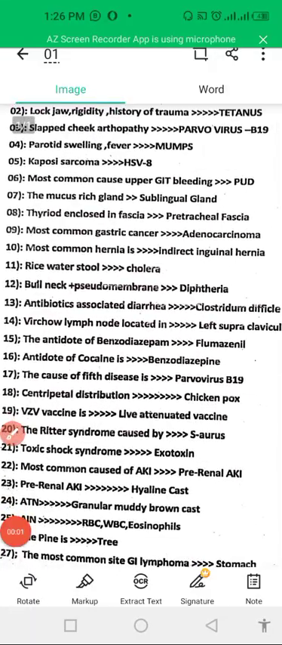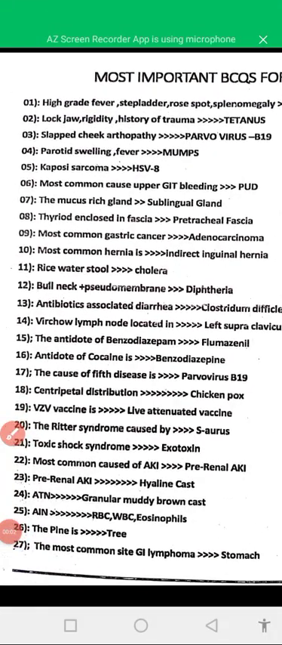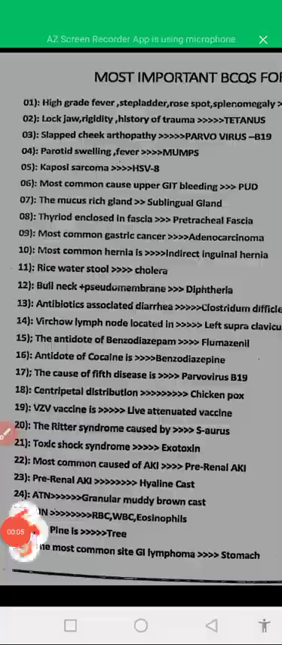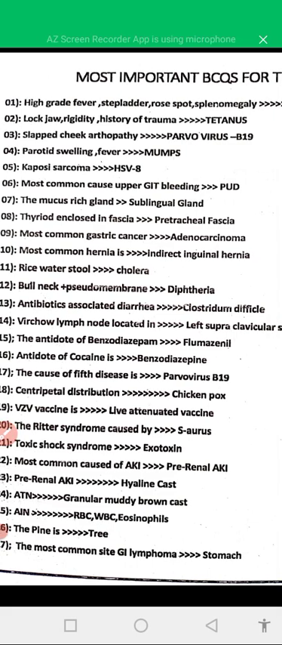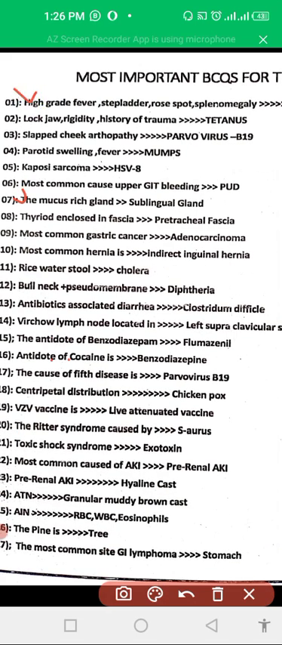अच्छा जी, तो अब हम देखेंगे मोस्ट इम्पोर्टेंट क्वेश्चंस रिगार्डिंग डिफरेंट कॉम्पिटिटिव एग्जाम्स एंड FCPS और बहुत सारे एग्जाम्स में जो मोस्ट कॉमनली क्वेश्चंस आस्क किए जाते हैं, एंड दैट इज हाई ग्रेड फीवर, स्टेप लेडर pattern of the fever, rose spots, and splenomegaly most commonly occurs in typhoid. It is the typical presentation of typhoid fever.